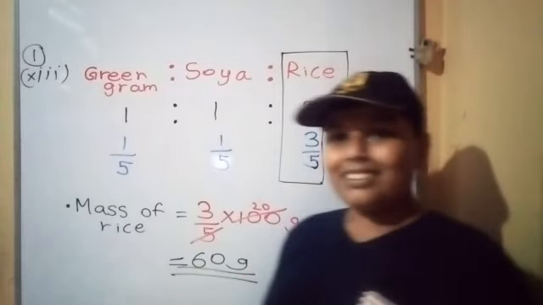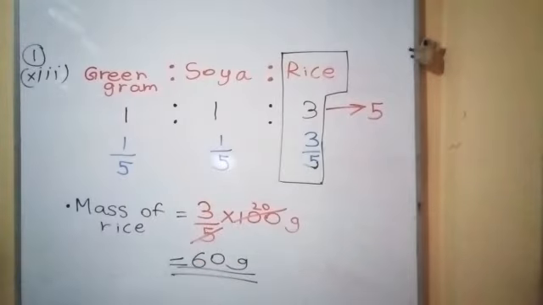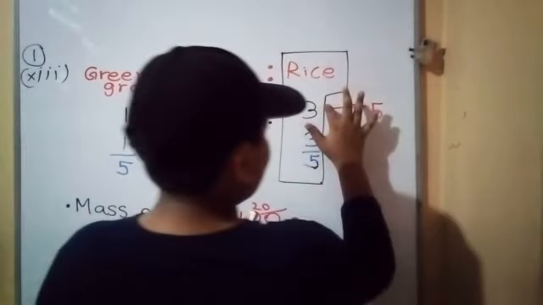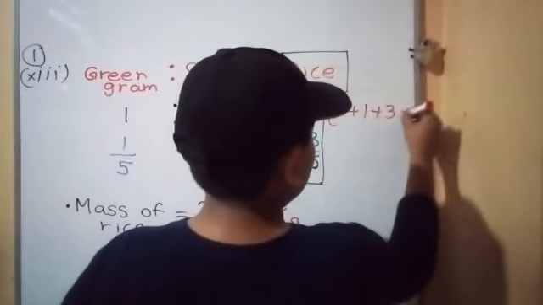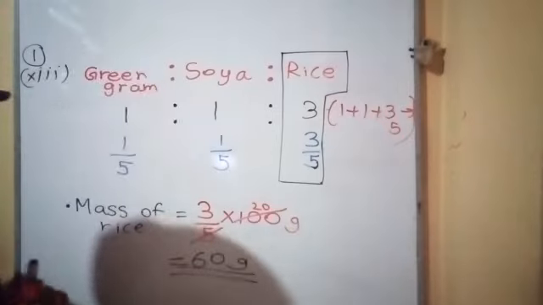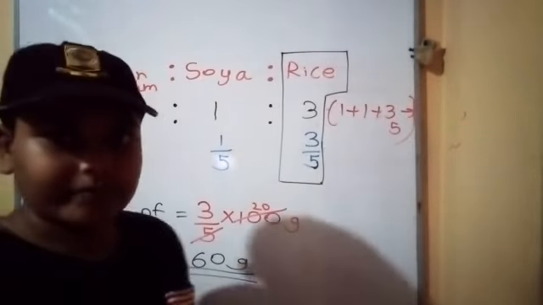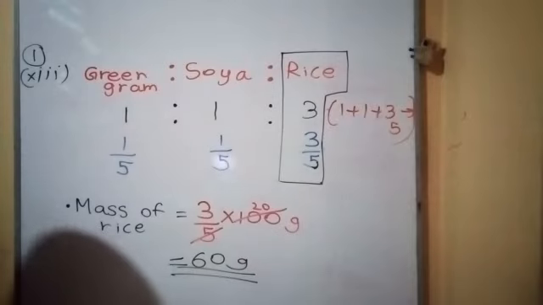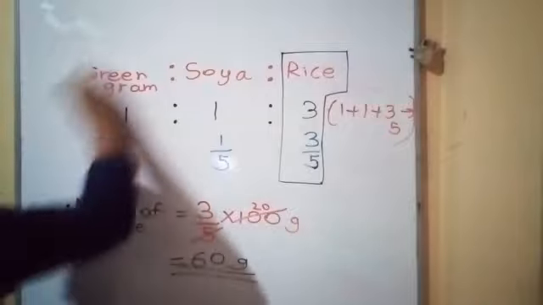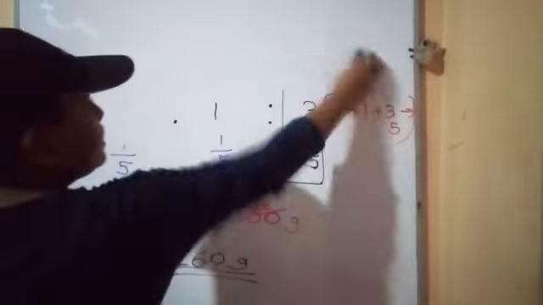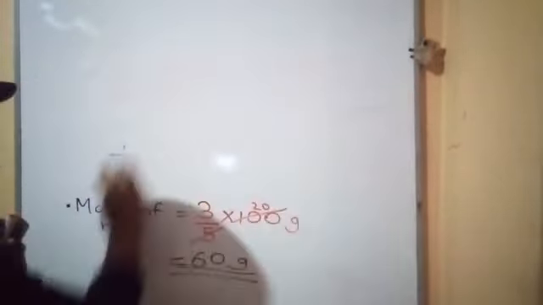So you can write this method as 1 plus 1 plus 3 means 5. Right? Like that. So the 13th one is also finished. So let's see the 14th sub-question in this first question in this revision exercise, grade 7 guys.